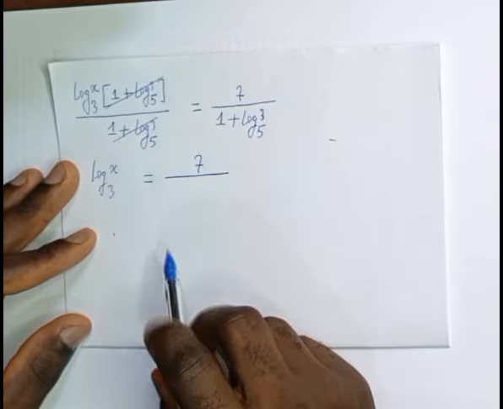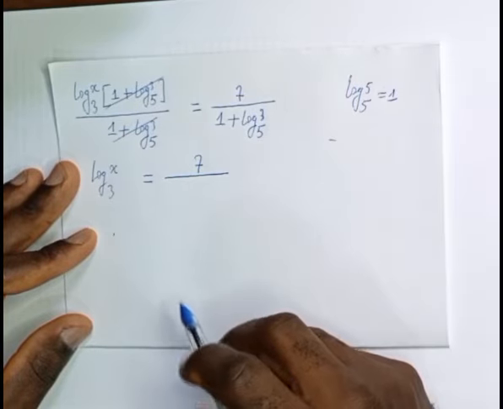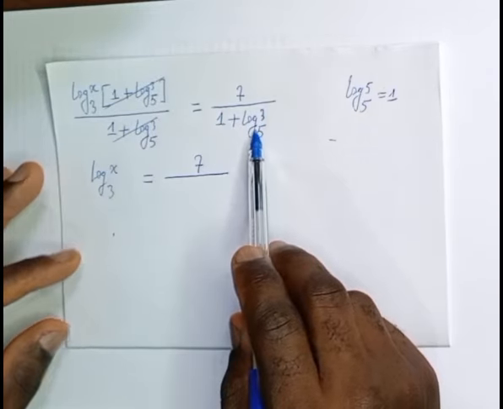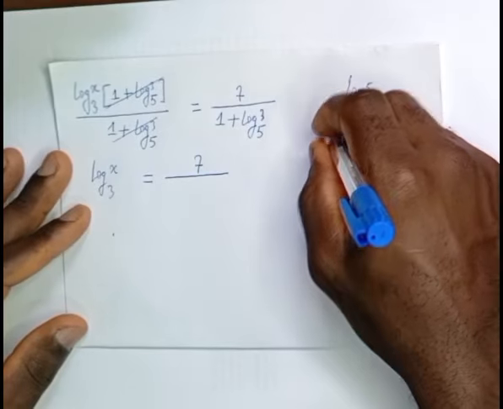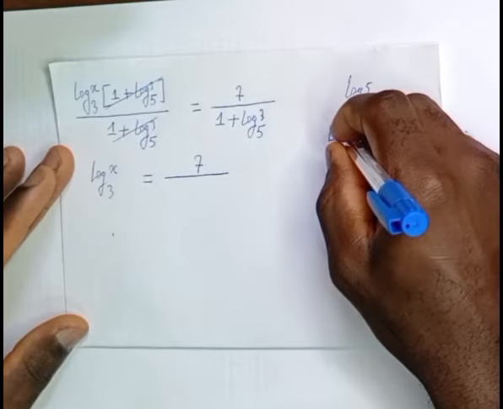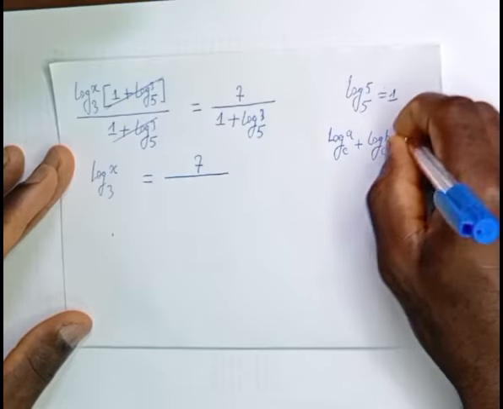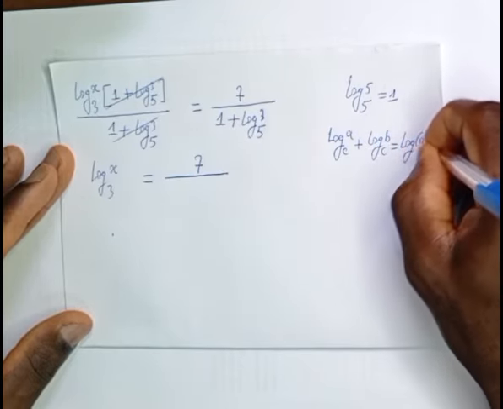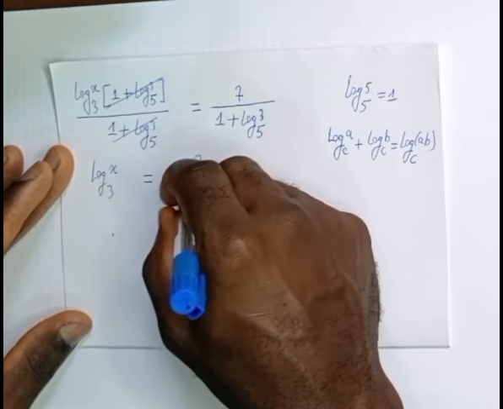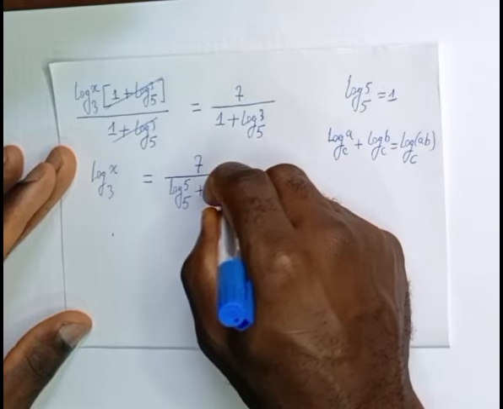We are going to replace 1 with log 5 base 5. We know this is equal to 1. The reason why we are replacing 1 with log 5 base 5 is simply because we want these two terms to have the same base. Once they have the same base, we can make use of the formula for simplifying logarithms. We know the log of a base c plus the log of b base c is simply equal to the log of a times b base c. Replacing 1 with log 5 base 5 plus log 3 base 5.